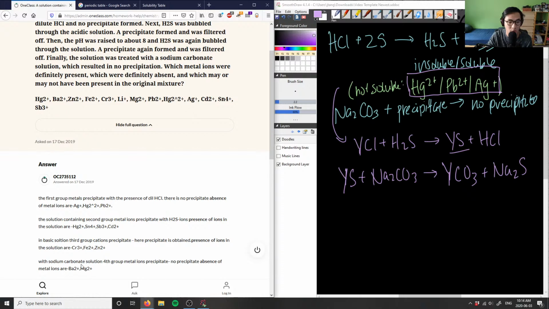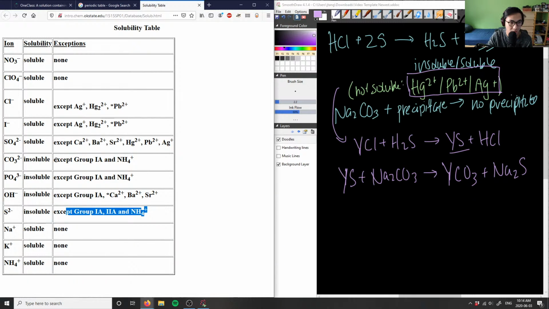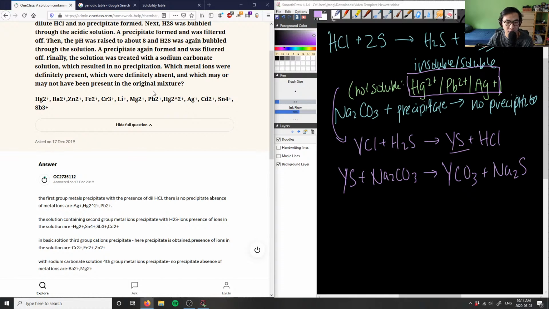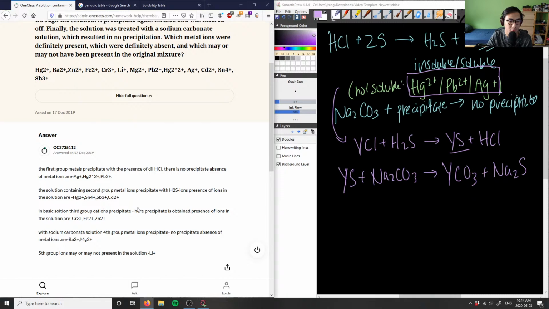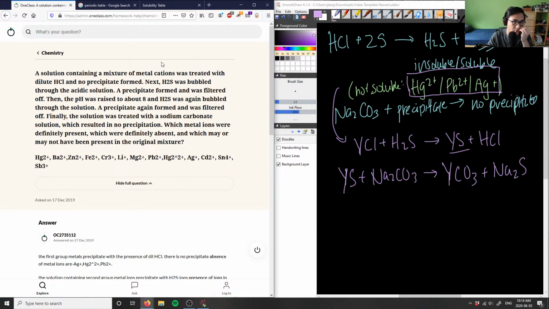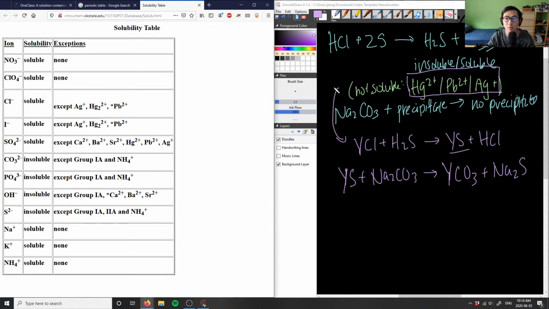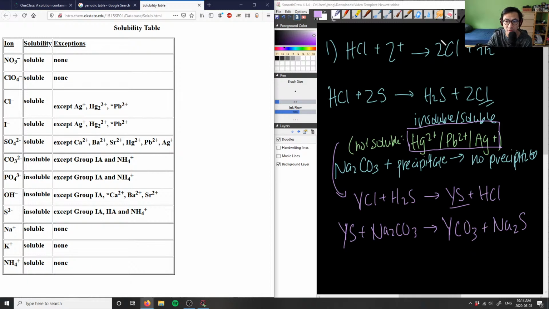And then finally, with the sodium carbonate solution, we look at CO3, and everything's insoluble except group 1. So this question really is, the only thing that's left are the group 2 elements here. So basically, that's kind of the question. So the solution here is correct. But what we're doing here is we're breaking down the logic behind solubility.